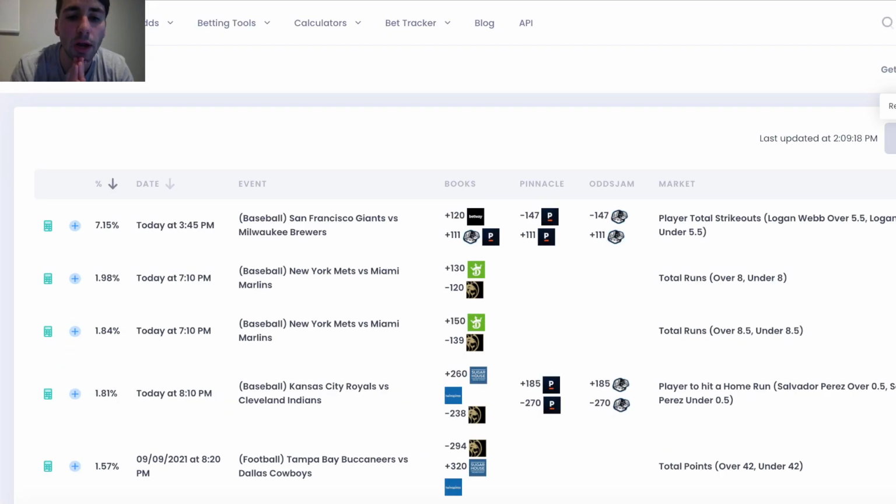So now we're on OddsJam. We're on the arbitrage page. Sportsbooks set different lines. Arbitrage exists. You can place two equal and opposite bets on two different sportsbooks to lock in a risk-free return. We've discussed this in other videos. It's free money in sports betting.